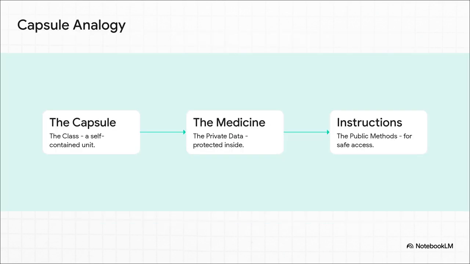Okay, let's break that analogy down even further. Step 1, the capsule itself. That's your class, the container. Step 2, the actual medicine inside. That's your private data, the really important stuff you need to protect. And step 3, the instructions on the bottle, take 2 with water, those are your public methods. They're the only approved, safe way for the outside world to interact with the medicine inside.